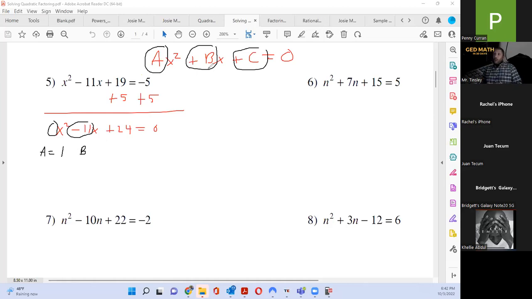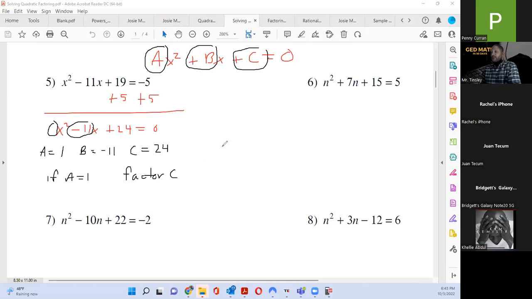One. So the coefficient B for X is negative what? 11. Negative 11. And C is what? Plus 24. So first of all, you should be able to identify A, B, and C, right? Once you're able to identify A, B, C, this is the second thing I want you to do. If A is equal to 1, I want you to factor C.